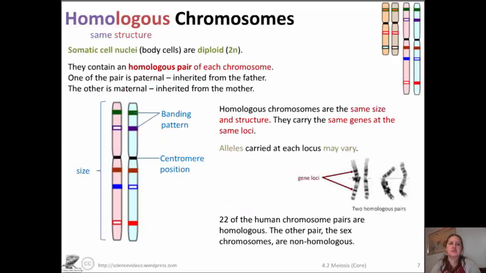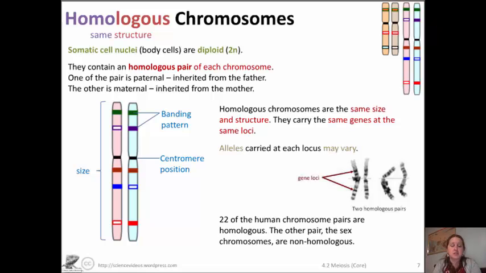All right, so first we need to review what a homologous chromosome is. This is really important throughout most of this unit. So homo means same. Logous means structure, so these are chromosomes that have the same structure, the same length, the same centromere position, and the same banding pattern. So all of our somatic cells, or our body cells, are diploid, which means they contain homologous chromosomes. They have 2 of each set.